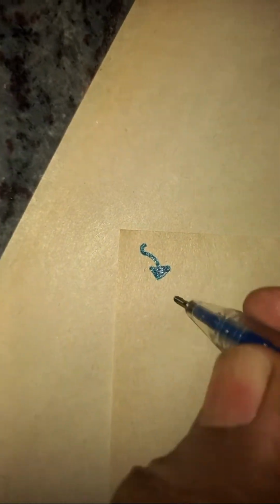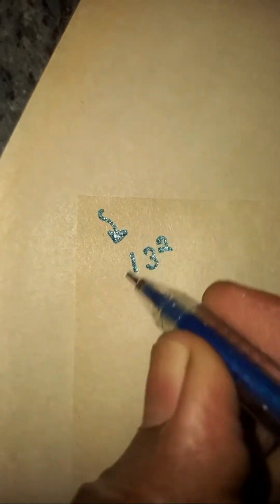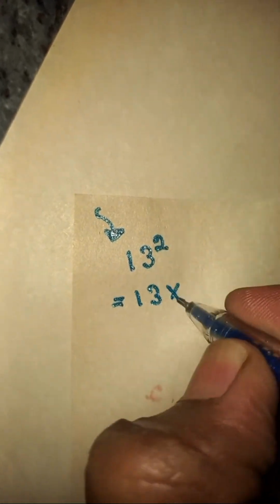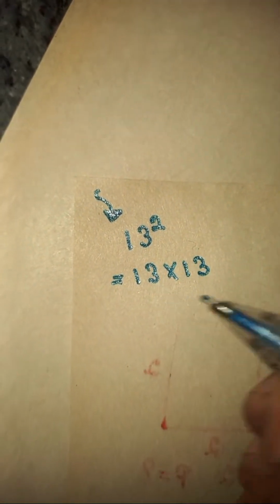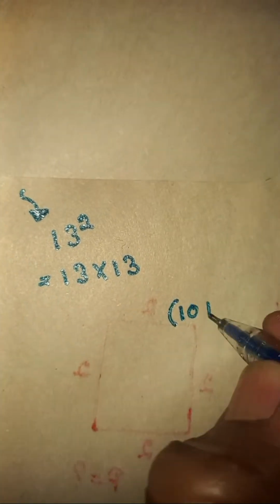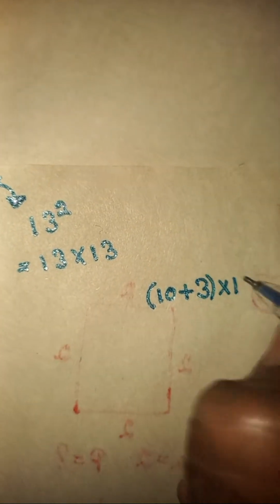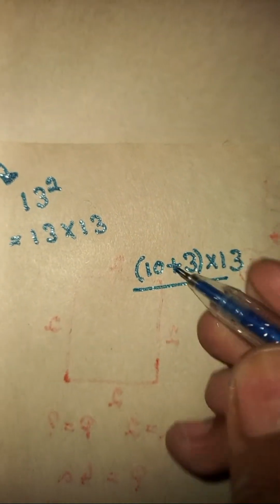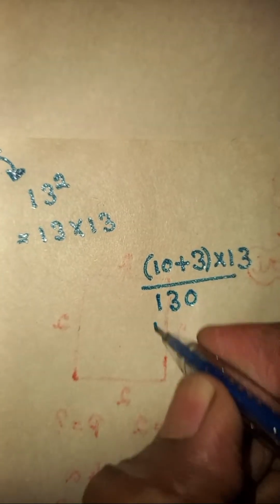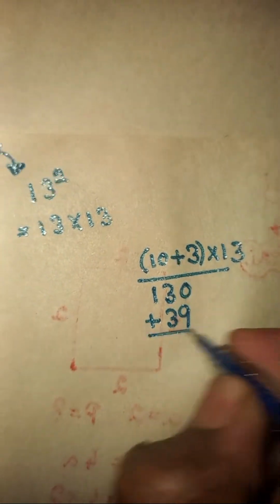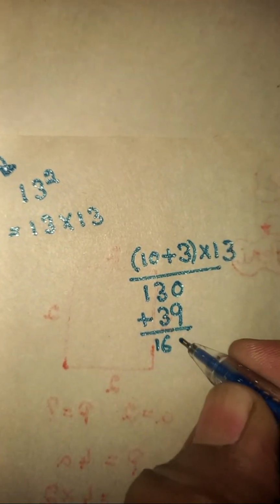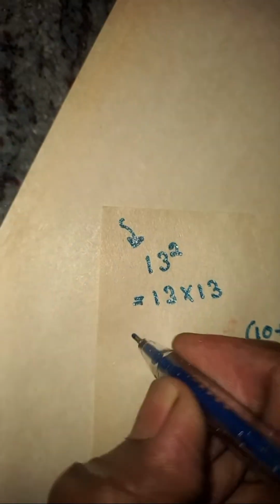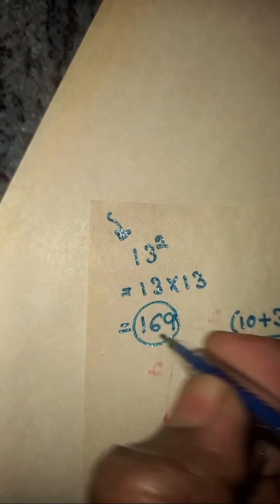Let's write what is 13 square. From here you can write this one as 13 square. It is equal to 13 times of 13. 13 times of 13, you can split and write 13 as 10 plus 3 times of 13. Now you can multiply this. 13 times of 10 is 130 plus 13 times of 3 is 39. 130 plus 39 is 169. So this is going to become 169.